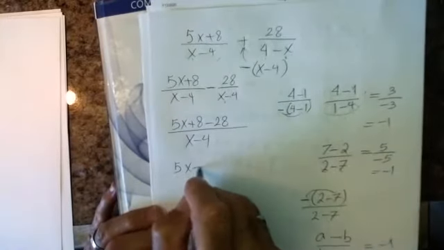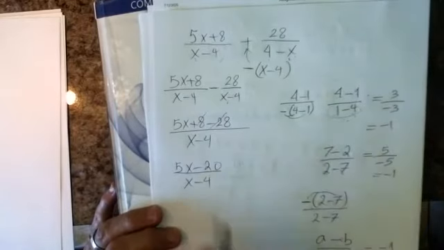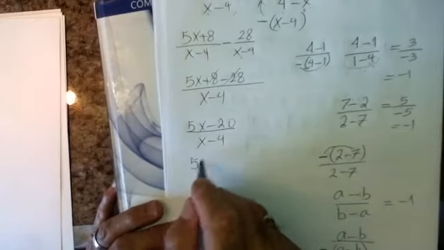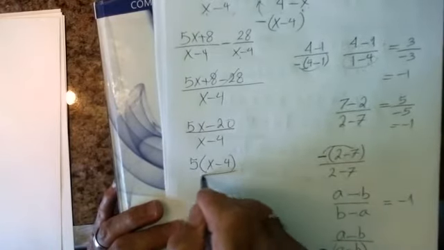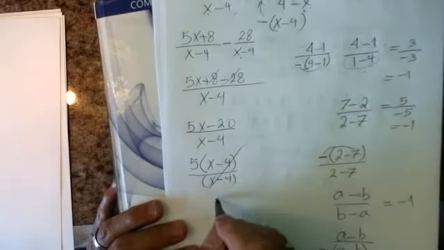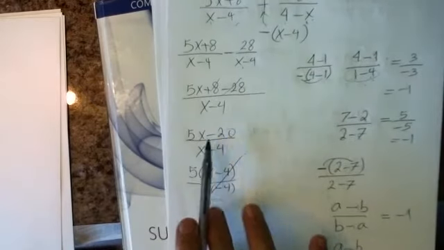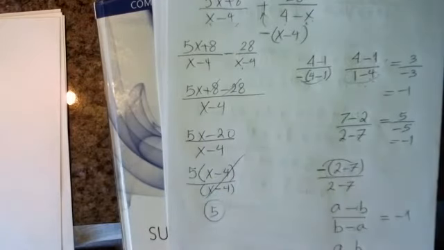It's 5x minus 20 over x minus 4. They both have 5 in common. I factor 5 out. The answer is 5. 5 and 20, they both have 5 in common, so I factor 5 out.